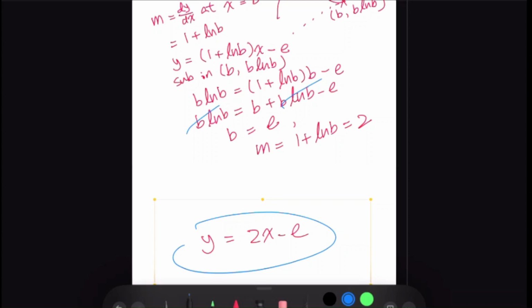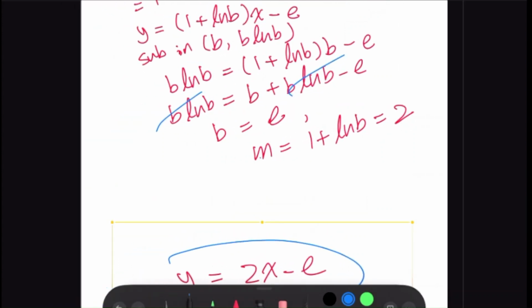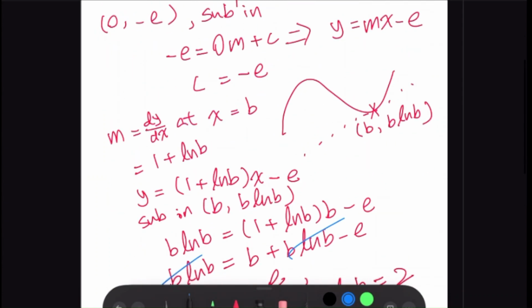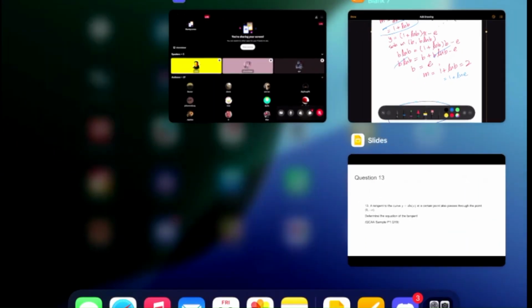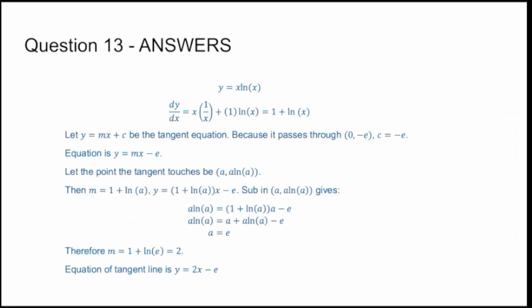What do you do after b equals e? So like I said, m equals 2. We worked out there that m equals 1 plus ln b. So then you sub it in, m equals 1 plus ln b, which equals 1 plus ln e, which is just 1 plus 1 equals 2. And assuming no one wants to look at my handwriting anymore, we'll look at the actual solution.